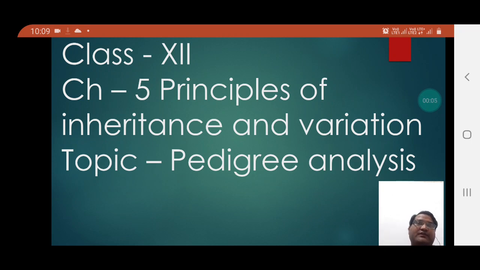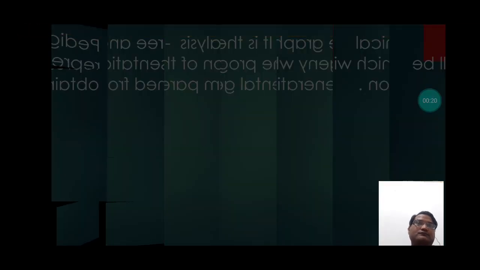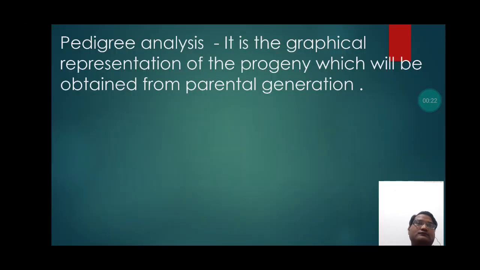Today we are going to study the topic pedigree analysis from chapter 5, principles of inheritance and variation. Pedigree analysis is a graphical representation of the progeny which will be obtained from the parental generation.